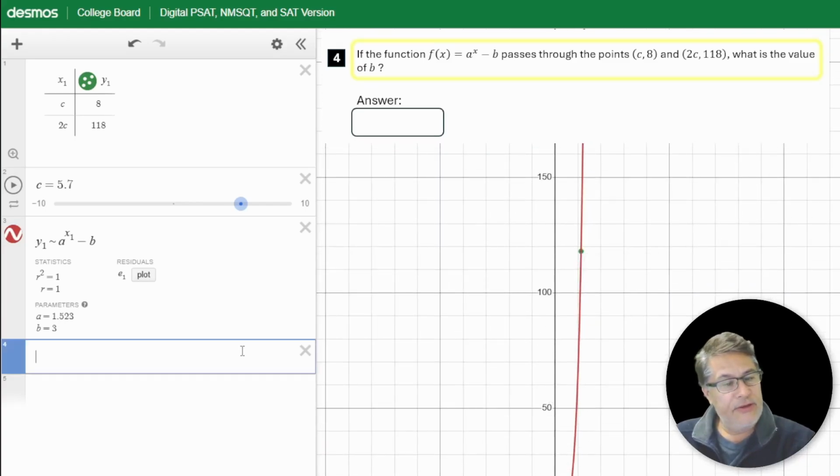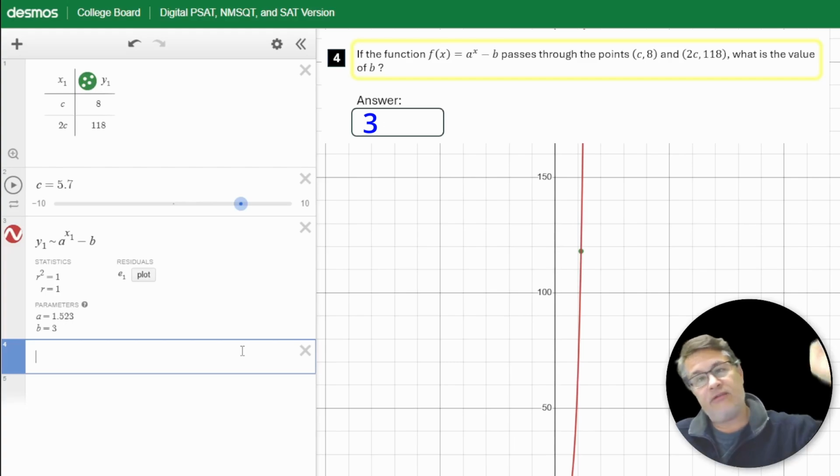Okay, so there you go. The answer to this problem is 3. And once you practice these, that is for sure under 30 seconds. Okay, let's move on to the grand finale.